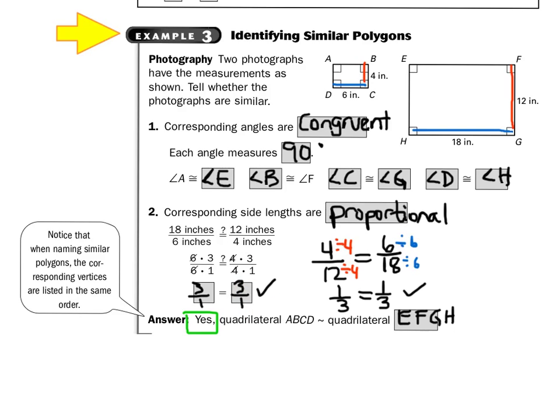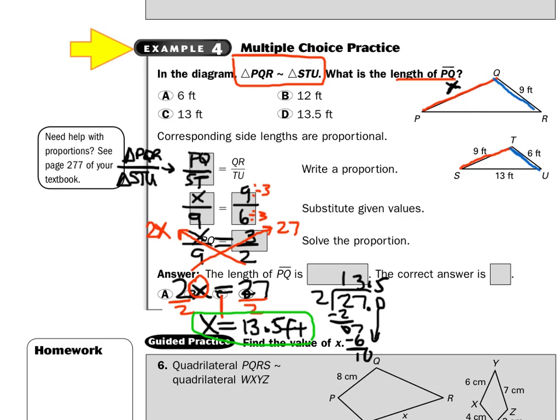And then, anyway, I think that works there, and I showed you, even if you would have gone the other way, 4 to 12, and then 6 to 18, you would still get 1 over 3 and 1 over 3. So no matter how you pair up the sides, we get the same exact fraction. So yes, these are proportional. Okay, so this is pretty cool.